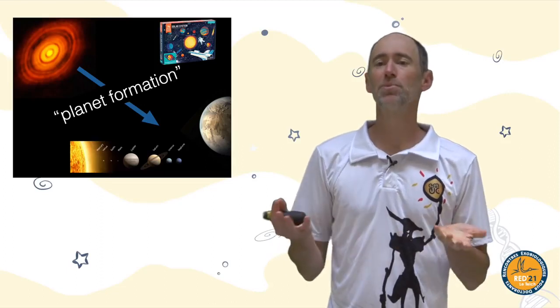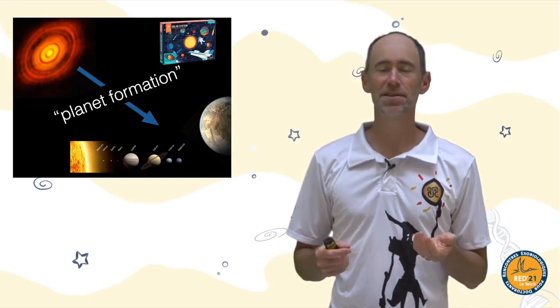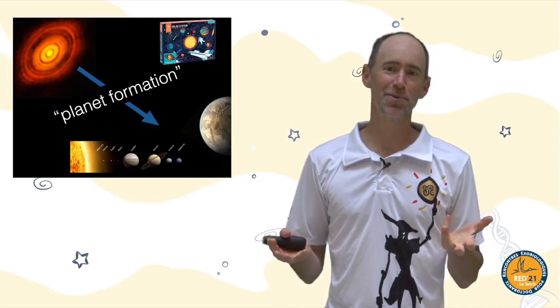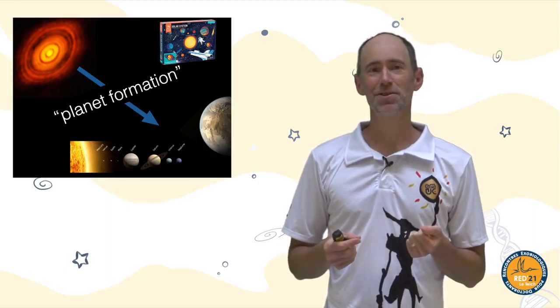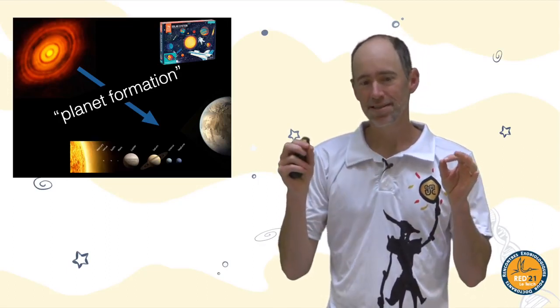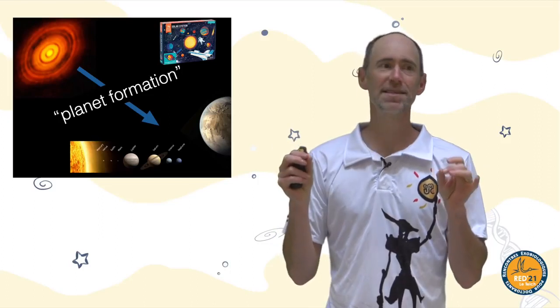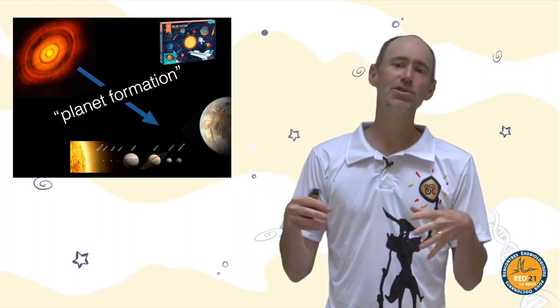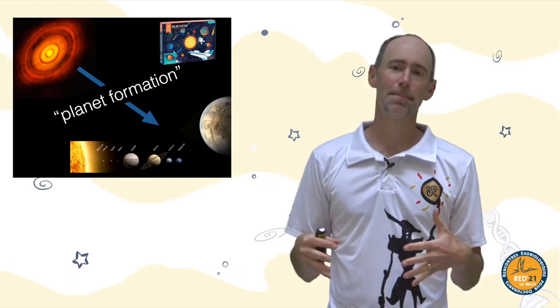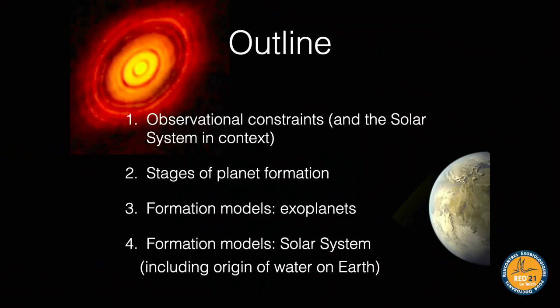And I like to think of planet formation as a kind of puzzle process. You can see the box of puzzle right there. You can buy a solar system formation puzzle if you want. And so really, planet formation is assembling different processes into a coherent picture that explains the things that we see. So here's an outline of the parts that we're going to talk about.